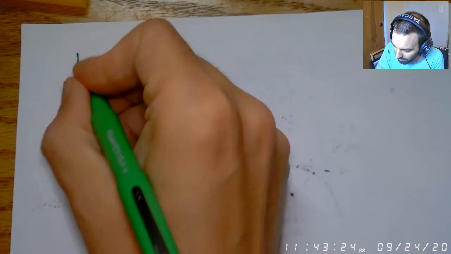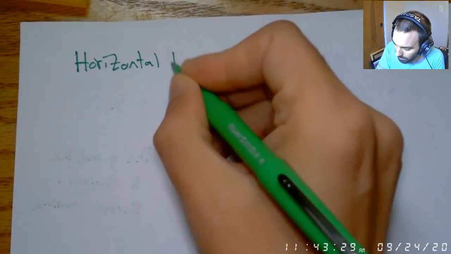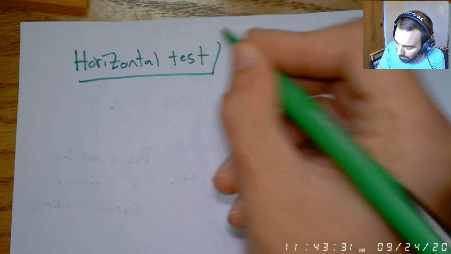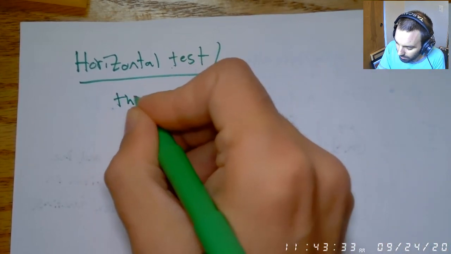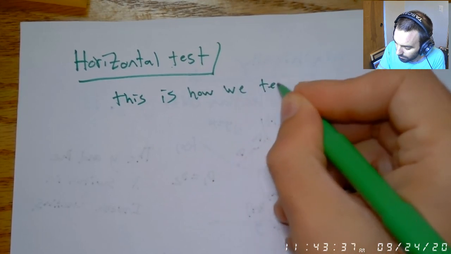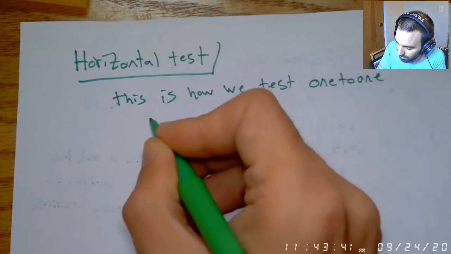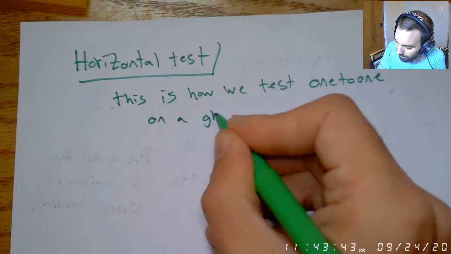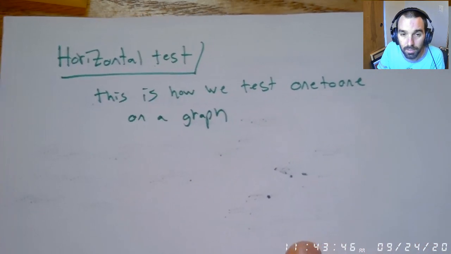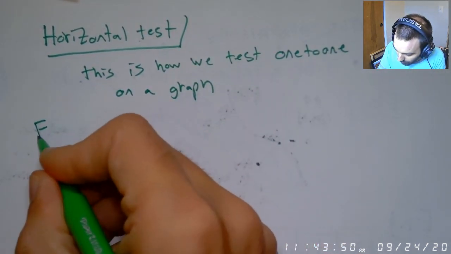Okay. So next up, let's see what we got here. Okay, horizontal test. This is how we test 1-to-1 on a graph. So this is how we test 1-to-1 on a graph. So let's do two examples here.